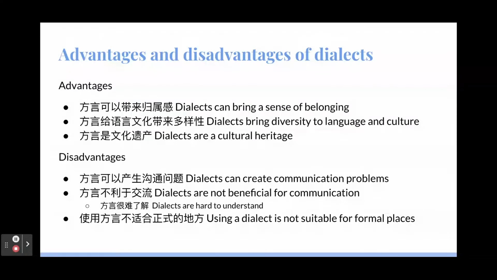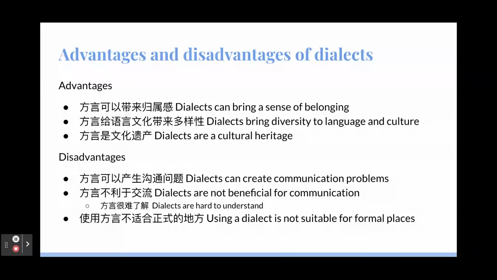And the second point is that dialects bring diversity to language and culture. So you could say this in Chinese by 方言给语言文化带来多样化, and 多样化 basically means diversity. Since there are different types of dialects in China, this could bring diversity in languages, especially in Chinese language, which could also spread culture to different countries. And the third point is dialects are a cultural heritage.